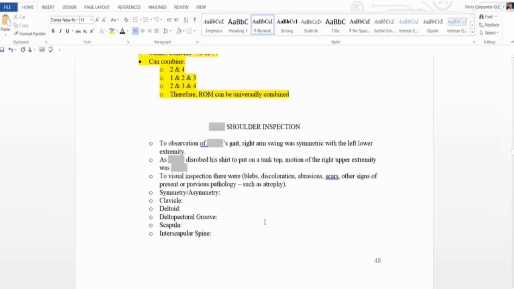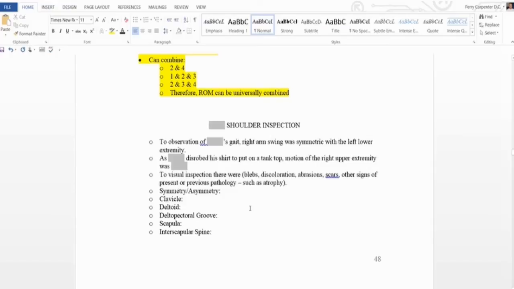So let's go through just a couple of principles regarding the shoulder, and let's keep in the back of our mind that these principles will apply to the entirety of the upper extremity also. Okay, so our shoulder exam begins with inspection. And as I said, as we go through each of the upper extremity body parts, we do a careful inspection of that body part. And we list our findings in bullet format. And we provide detailed descriptions of our inspection.